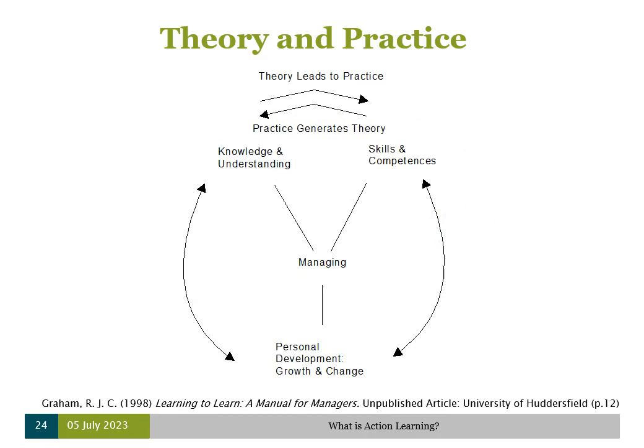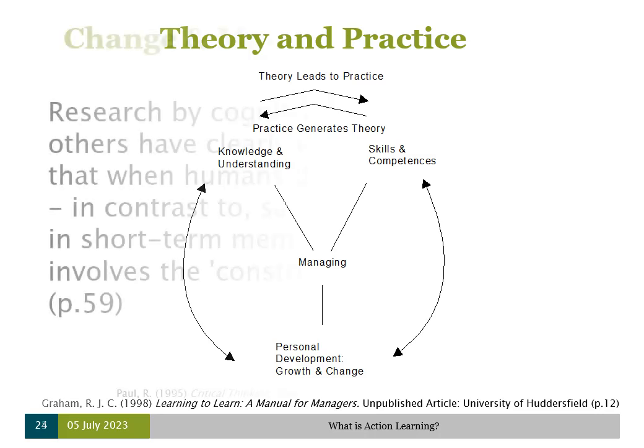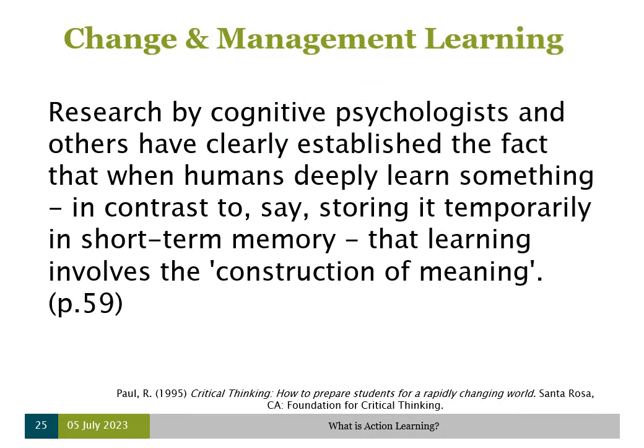At the top of this diagram we see the cycle that good theory leads to good practice, and good practice generates new theory. Below it we see the interrelationship between the three components of action learning: knowledge and understanding, skills and competences, personal development, growth and change. Indeed, personal development, growth and change is an important part of action learning.